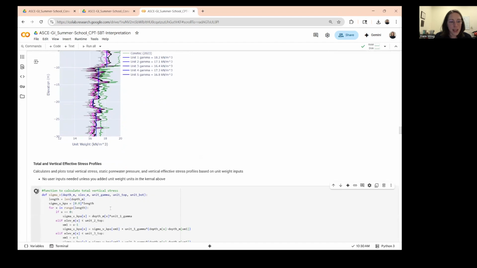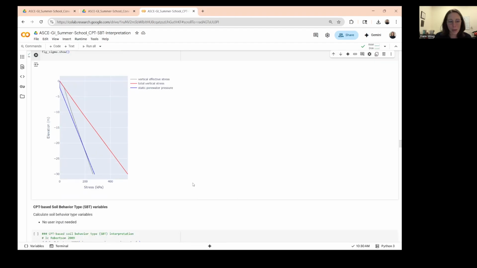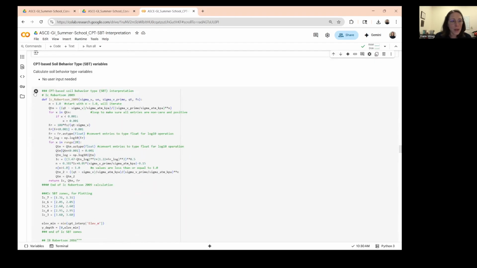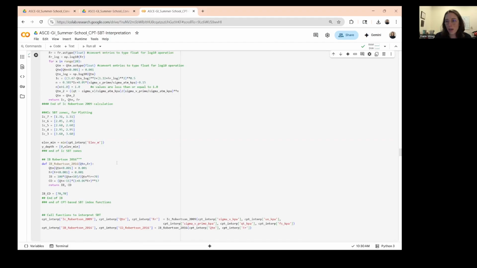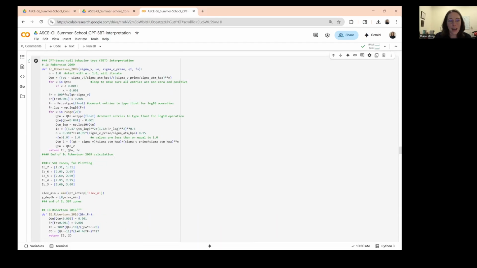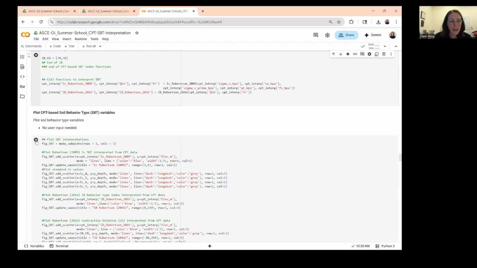From those unit weights and the depth of the water table, we calculate and plot the unit weight profiles for the site: total vertical stress, vertical effective stress, and pore water pressure. And now we're getting into the soil behavior type interpretation. This kernel is going through calculating I sub C and other soil behavior type indices.